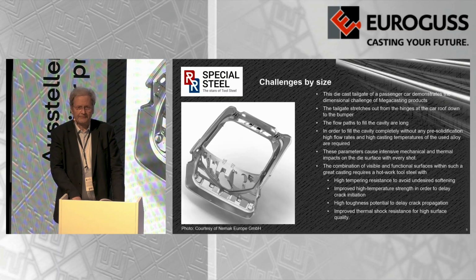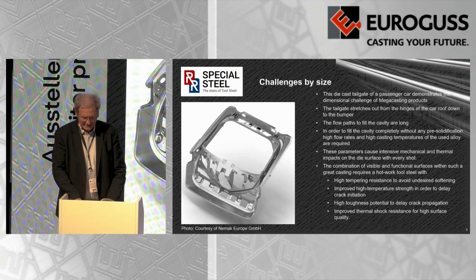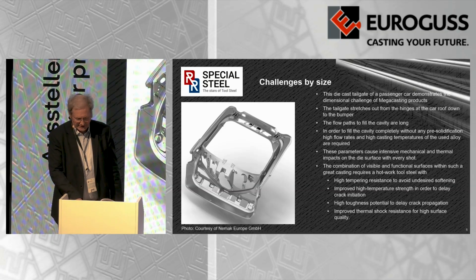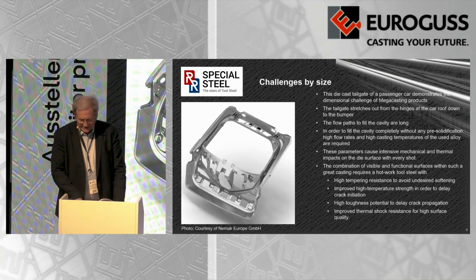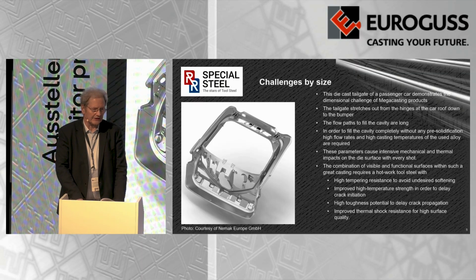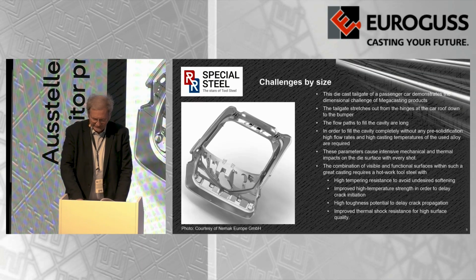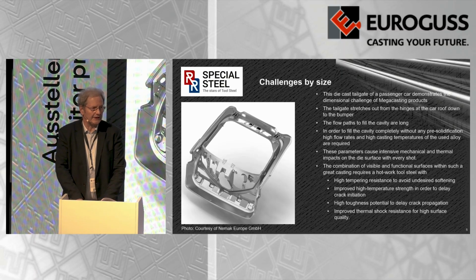The combination of visible and functional surfaces within one grade casting requires a hot work tool steel with high temperature strength for the delay of crack initiation. We need to have a high tempering resistance to avoid the critical softening during the process. We need to have a high toughness potential to delay crack propagation. And finally, thermal shock resistance for the high qualities of the die-cast surfaces.